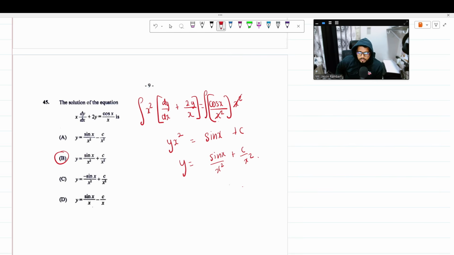A could work as well, you know. If I assign the constant to be negative c, that could work as well. Alright. So that's it for 2025.